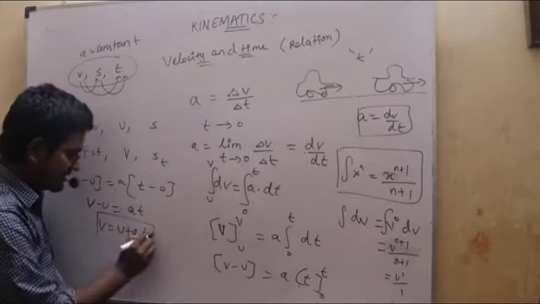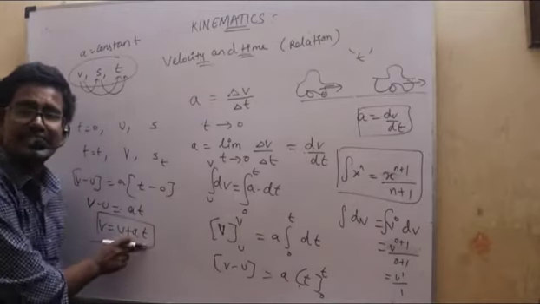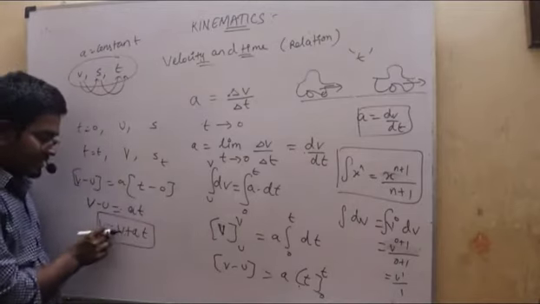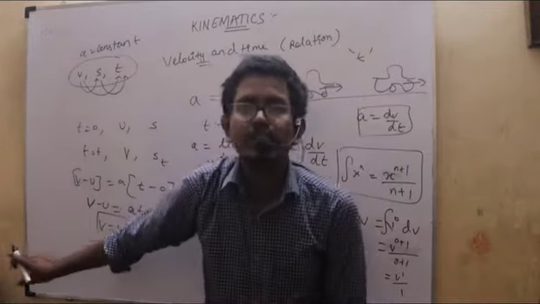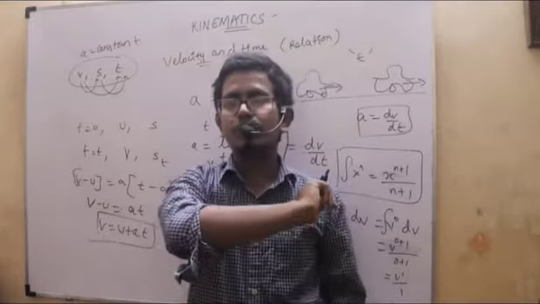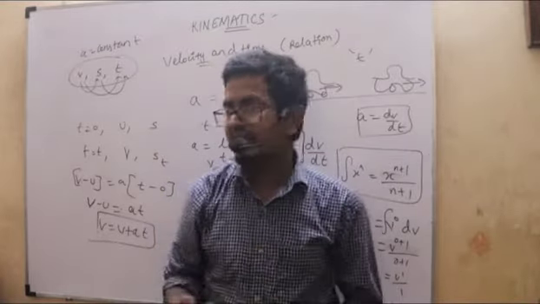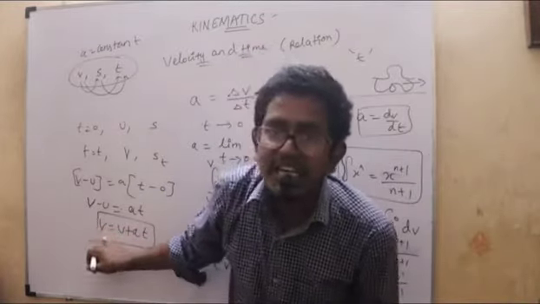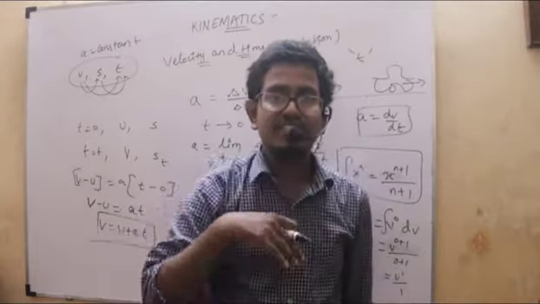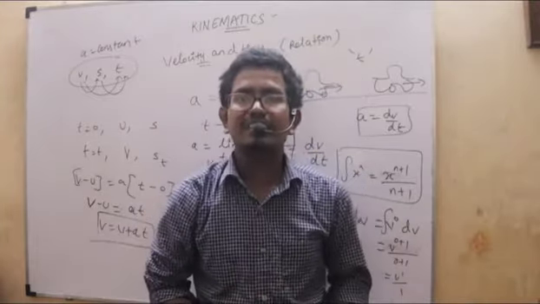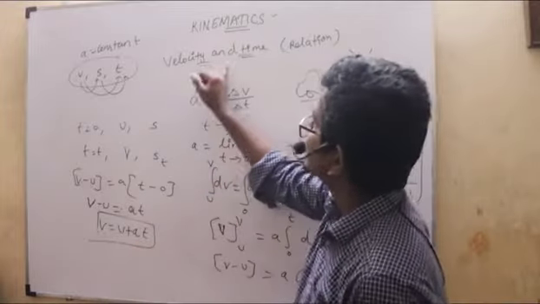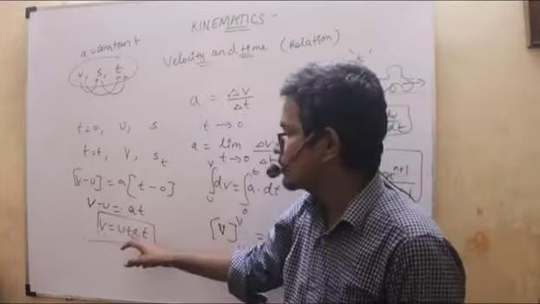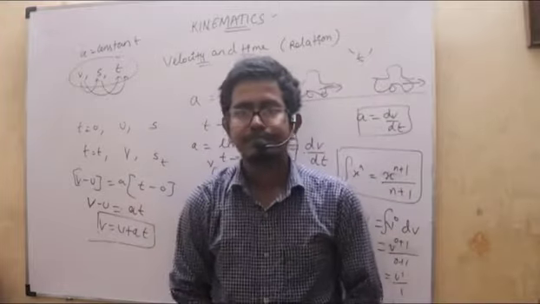So you can see here I am having the velocity, acceleration and time, and I got an equation here. V is equal to u plus at. It is the relation between the velocity and time when my acceleration is going to be constant. So v is equal to u plus at.